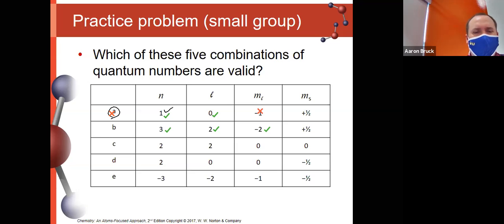Spin quantum number, +1/2. Remember, there are 2 allowed values for the spin quantum number, the +1/2 and the -1/2. Spin up for positive, spin down for negative. So that's an allowed value as well. So B is a potential set of quantum numbers.